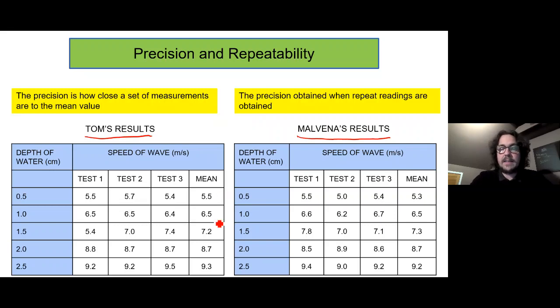So here, look, I've calculated these means, as we started doing in the previous part. And the precision is how close the set of measurements are to the mean value. So you can see here, test 1, test 2, test 3, they're pretty close to the mean value. Test 2 does deviate ever so slightly from the mean. This one here does deviate a little bit more from the mean, by 0.2. This set here, these are all very close to the mean, aren't they?